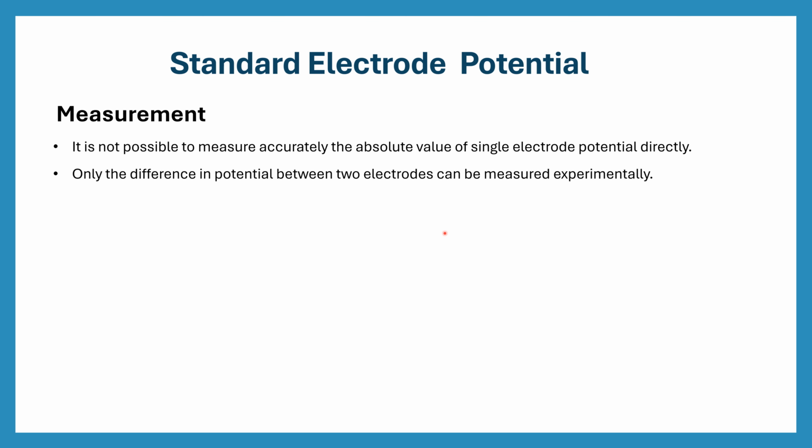Since absolute electrode potential cannot be measured directly, scientists measure the potential difference between two electrodes instead. This potential difference is what we call the cell potential or electromotive force. By connecting two electrodes and measuring the voltage between them, we can gather important information about their relative tendency to gain or lose electrons, which helps us understand their chemical behavior.